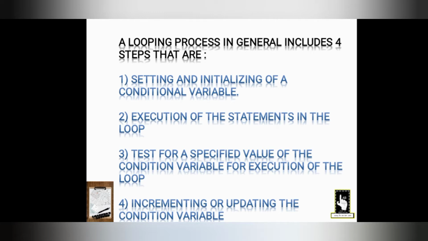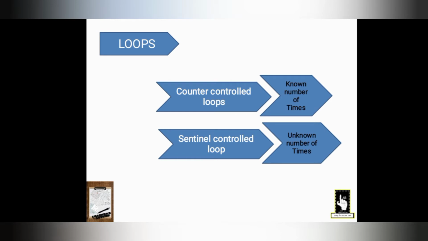Based on the nature of the control variable and the kind of value assigned to it for testing the control expression, the loops can be classified into 2 types. Firstly, counter control loops, and secondly, sentinel control loops. Coming to counter control loops, when we know how many times a loop needs to be executed, we use a counter control loop. And coming to sentinel control loop, when we don't know the number of repetitions of a loop, we use a sentinel control loop. This is usually called an indefinite loop because the number of repetitions is not known before the loop begins its execution.